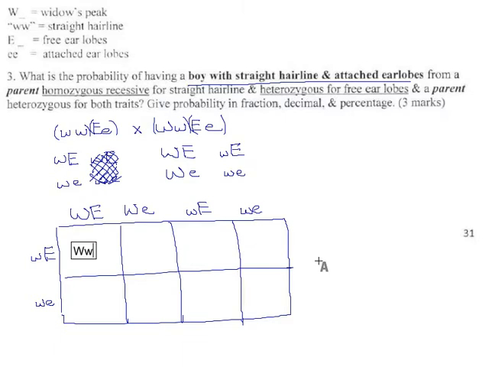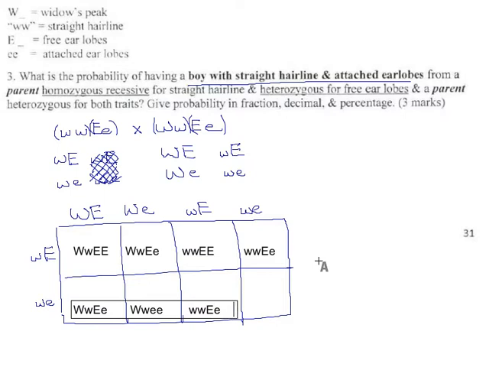So when we cross these, we get big W's and hetero W's and big E's, hetero W's, hetero E's, little w's, big E's, little w's, hetero E's, and hetero W, hetero E, little w's and hetero E's, and recessive everything. Okay, looks good.